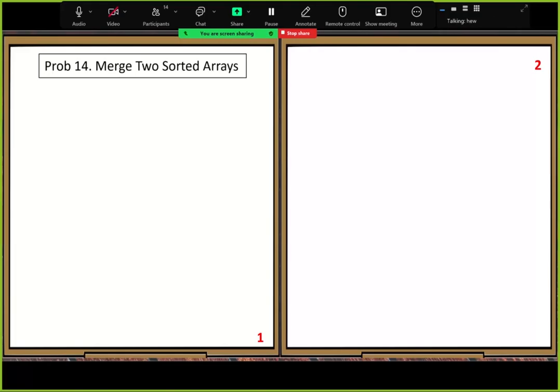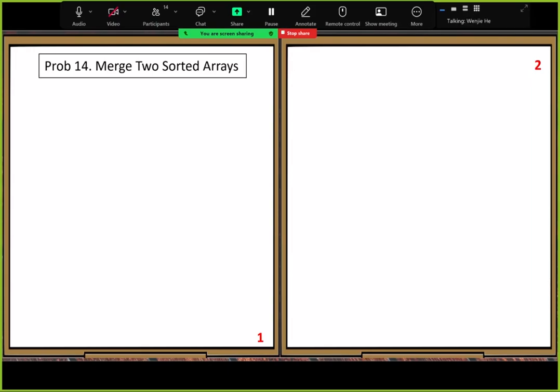First, let me describe a simple computing problem. A basic computing problem, very easy, but very useful. Merge two sorted arrays. Given two already ordered arrays, we need to merge these two to get one bigger ordered array.